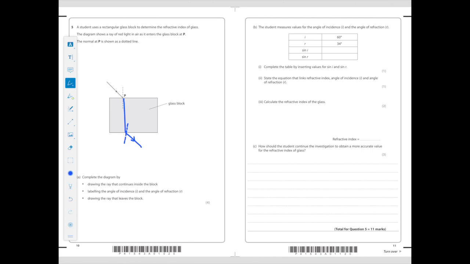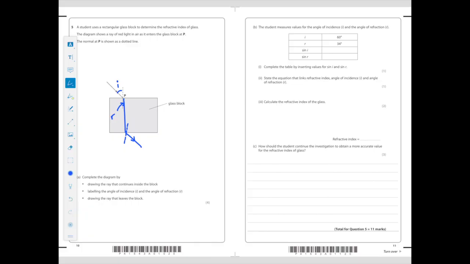Now we must label the angle of incidence and the angle of refraction. So the angle of incidence is between the normal and the incident ray. The angle of refraction, it's going to be hard to show that, that's in there. And that's between the normal and the ray that has been refracted.